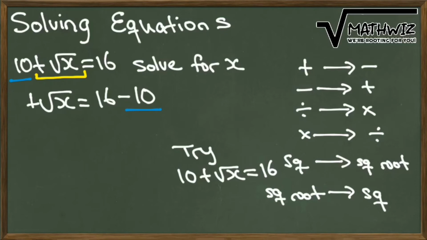And so you're going to have the square root of x is equal to 16 minus 10, which is going to give us 6. And then to get rid of the square root, you would want to square the opposite side.